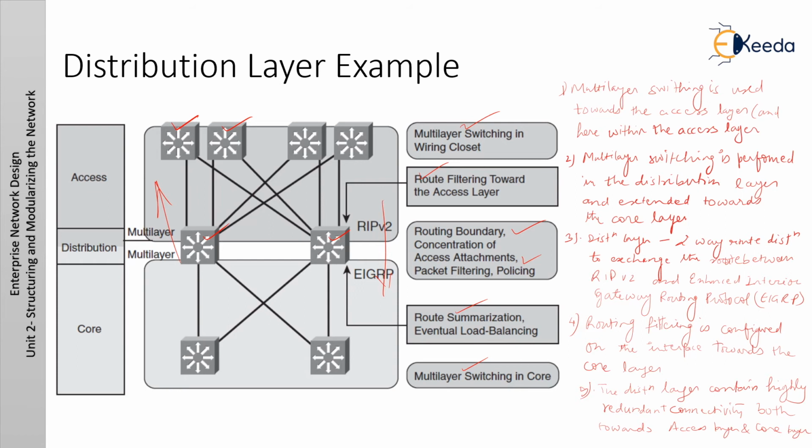The distribution layer contains highly redundant connectivity both toward the access layer and towards the core layer. So redundancies are there. Multi-layer switches are already implemented in all the layers. Multi-layer switching is very easy, and this gives redundant connectivity.